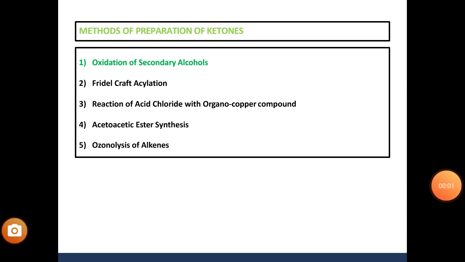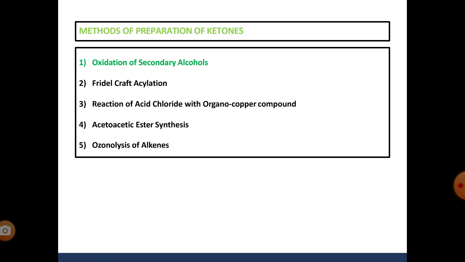Good morning, students. Yesterday we discussed various methods of aldehyde synthesis. Today we are going to study ketones. There is only one difference between an aldehyde and a ketone.